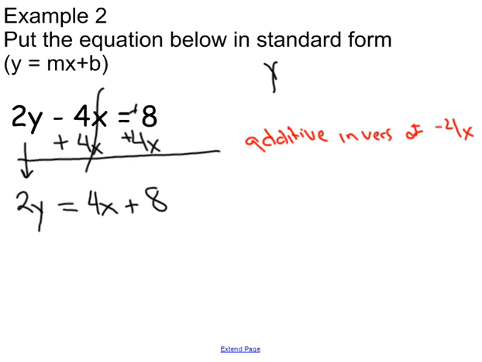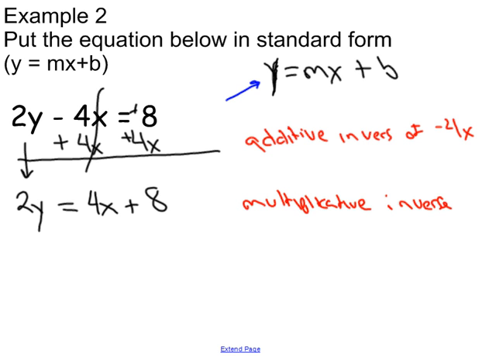Now, does it look like it's in standard form? Does it look like y equals mx plus b? Not quite, because in y equals mx plus b, the y has to be by itself. And here, we got a 2 in front of the y, so we have to get rid of that 2. The way you get rid of that 2, that coefficient, is by doing the multiplicative inverse. And you remember what that was, right? That was dividing. So I'm going to divide both sides of the equation by 2.